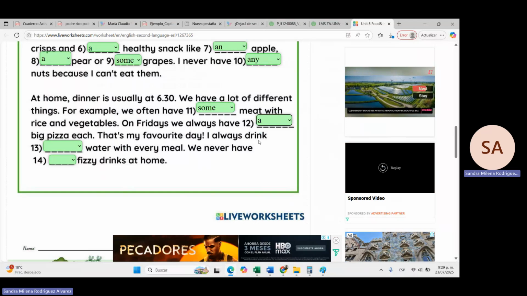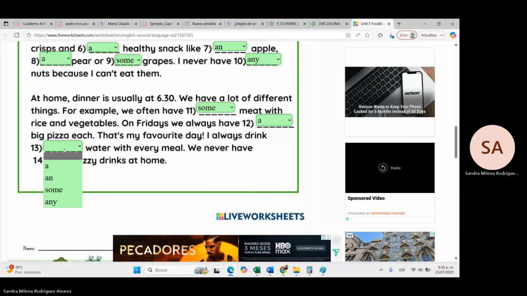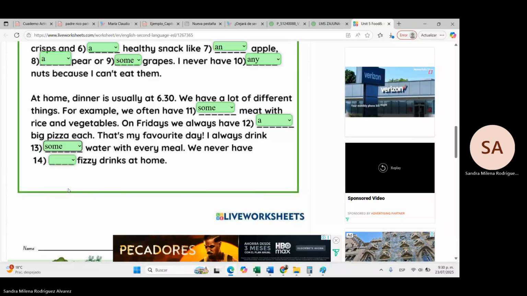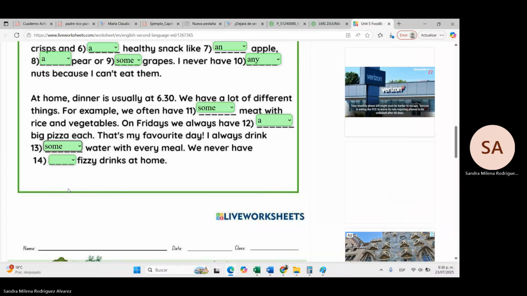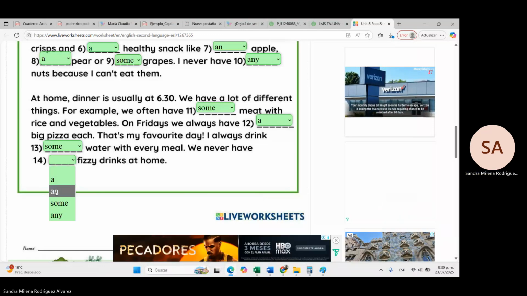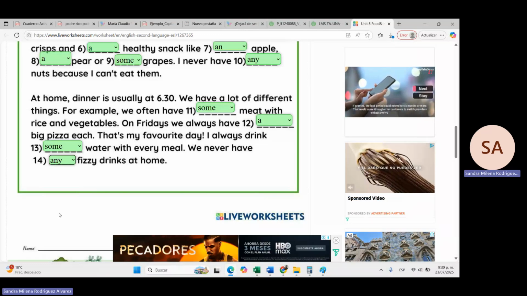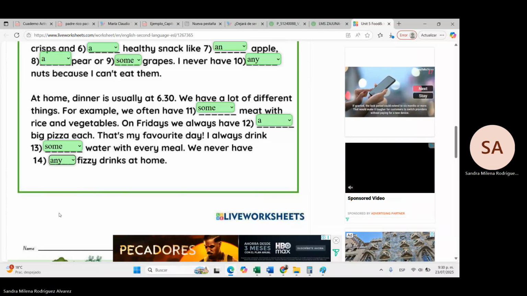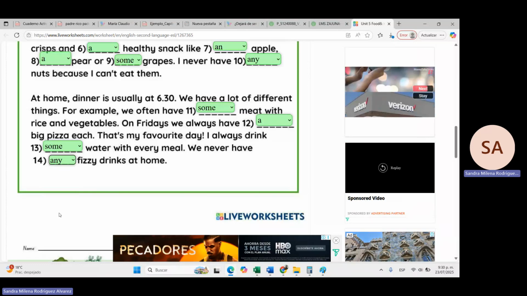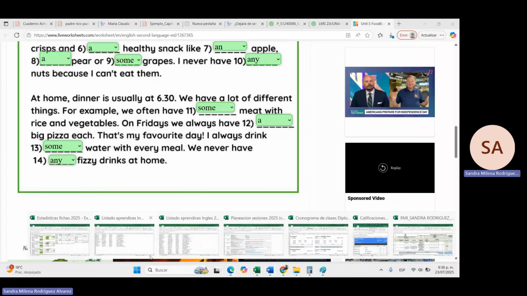That's my favorite day. I always drink some water with every meal. We never have any fizzy drinks at home. Ninguna bebida gaseosa. My daughter hates sodas, and that's something good for me.